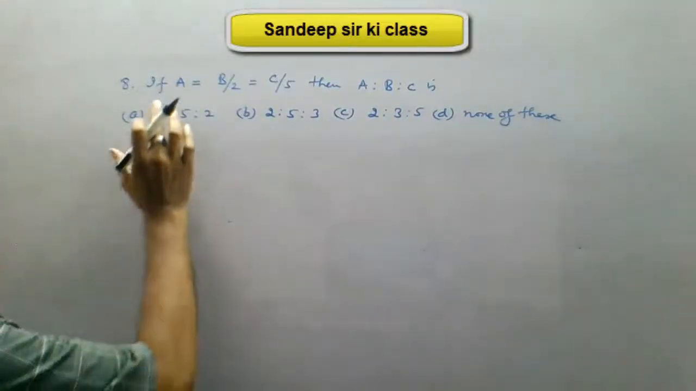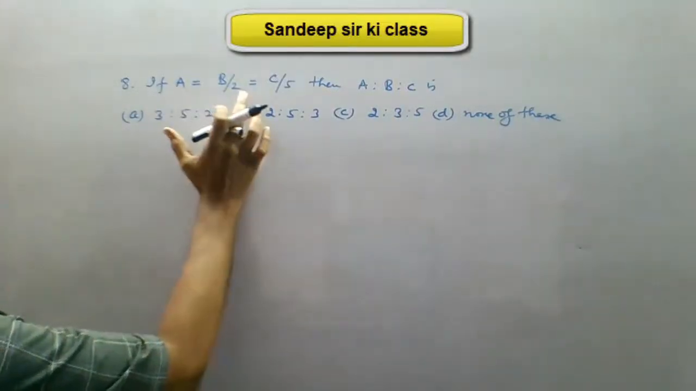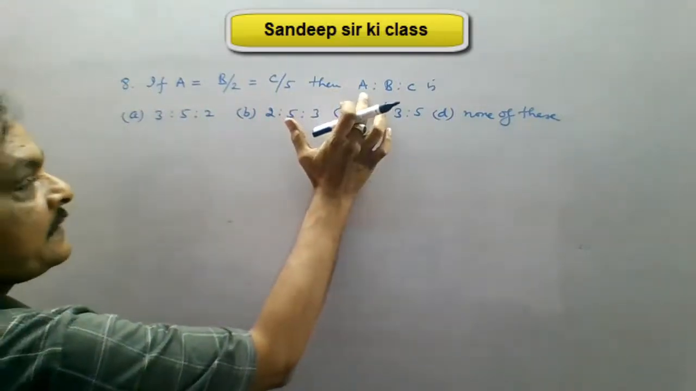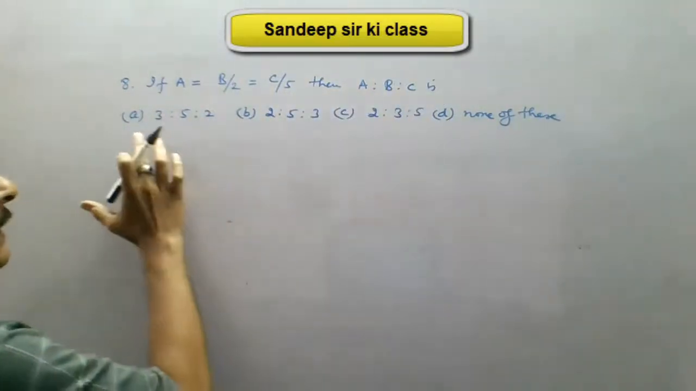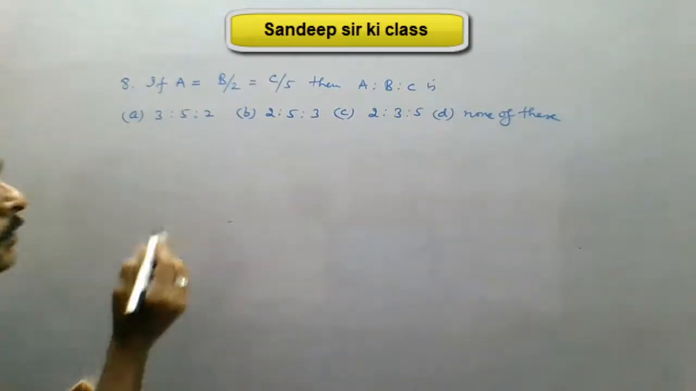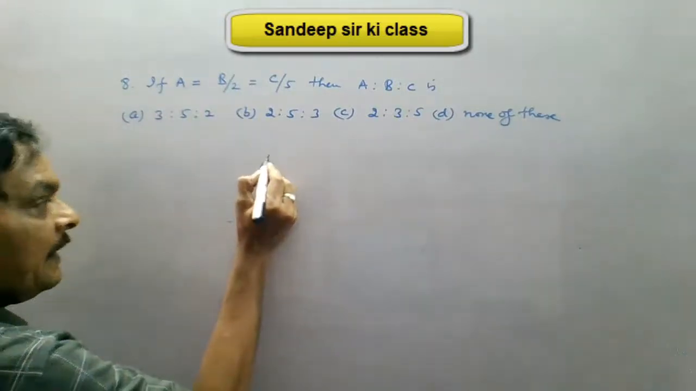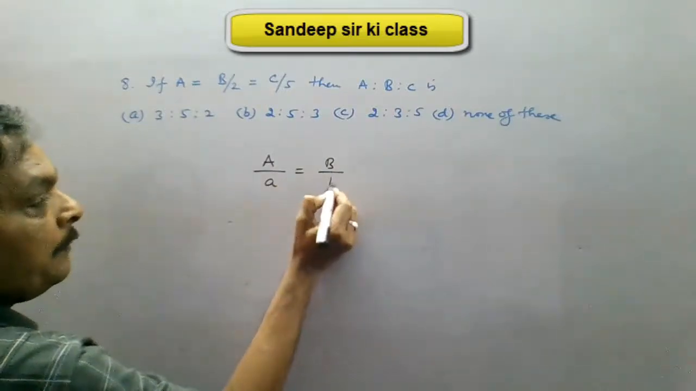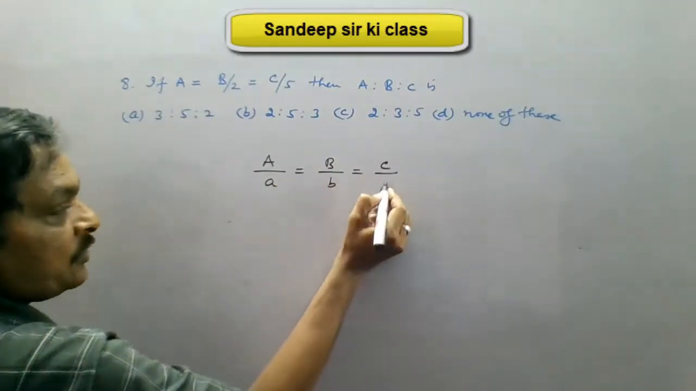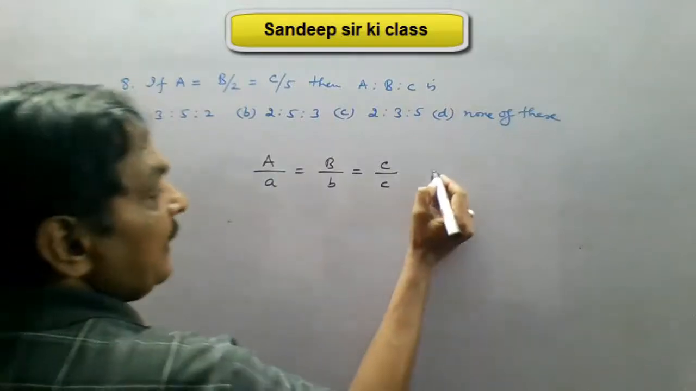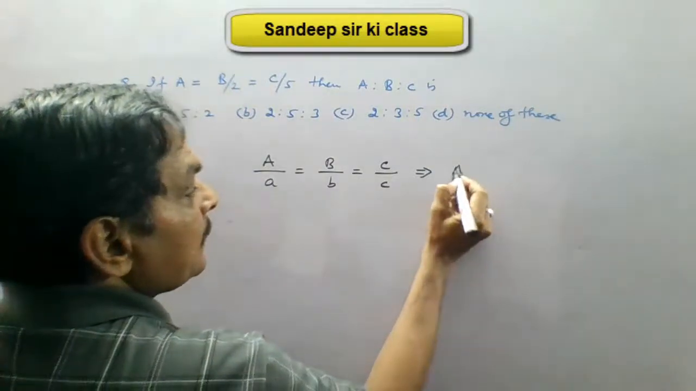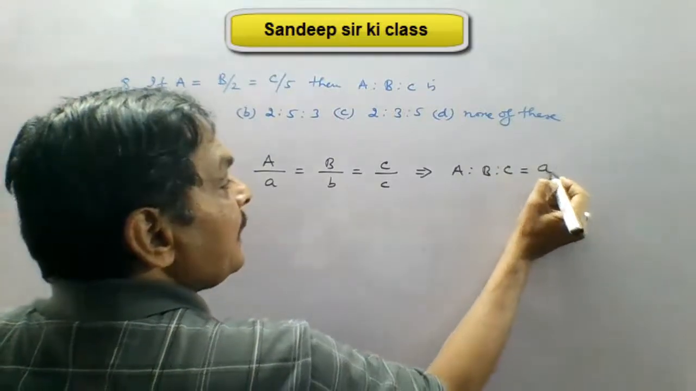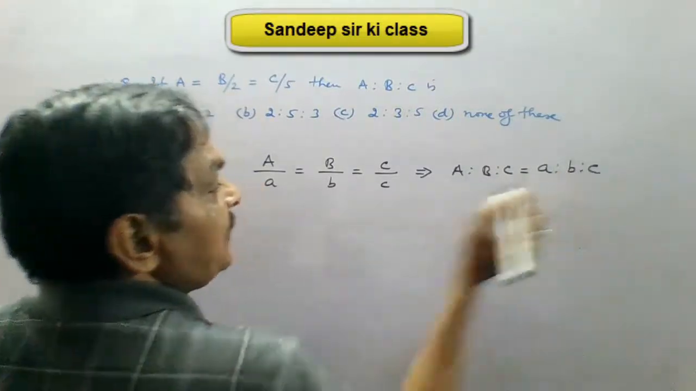Question number 8 is, if A upon 1 equal to B upon 2 equal to C upon 5, then what is A ratio B ratio C? And these are the options given. Now, we know that if A upon a equal to B upon b equal to C upon c, then A ratio B ratio C is given by a ratio b ratio c.